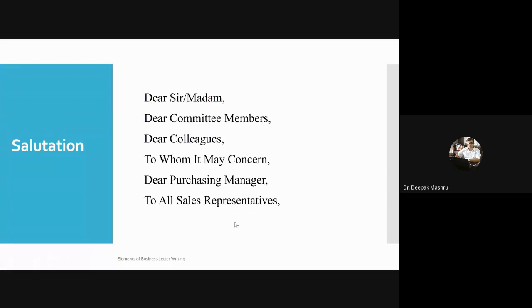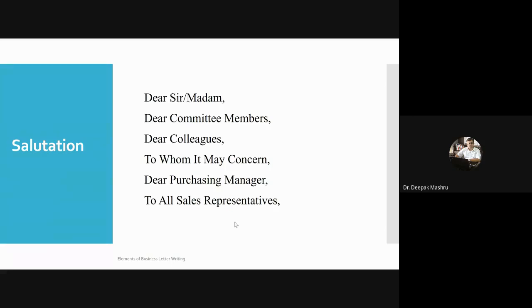You can write by positions or tags, such as dear committee members, dear colleagues, or to whom it may concern, which is used for a certificate. When you are designing a certificate, it can be used for that, so that the letters are very common to all. You can go with that.